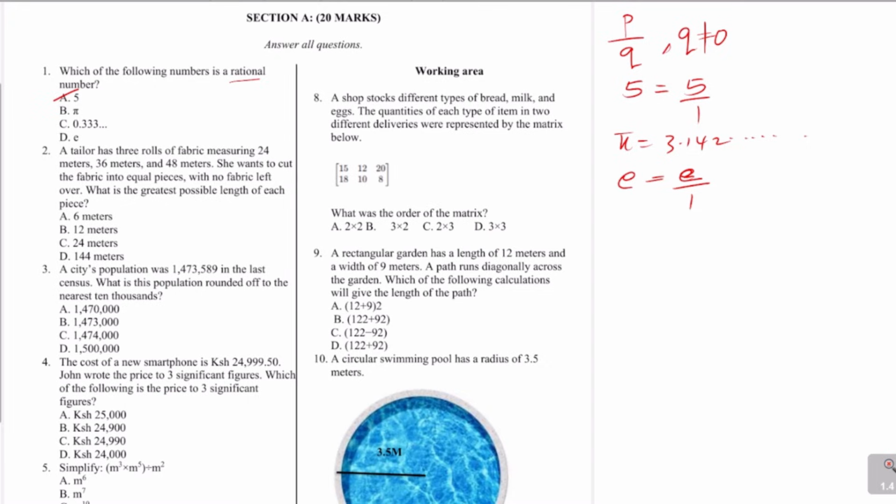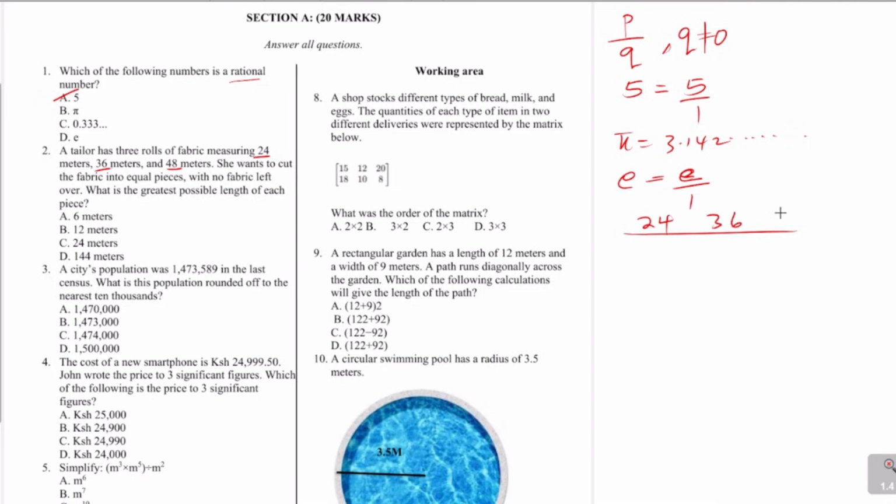When you read through that question, you are required to get the greatest possible length of each piece. That will be given by the highest common factor, or the greatest common factor, of 24, 36, and 48. You can use several methods to work this out. You can use the method of factorization, the factor method, and you can also decide to use the other simple method we are used to.